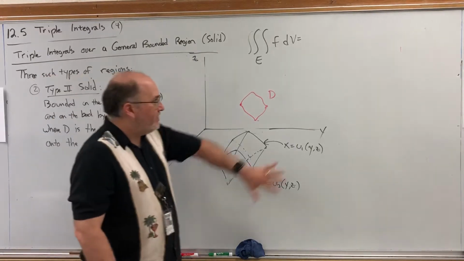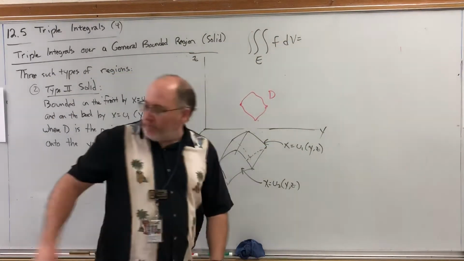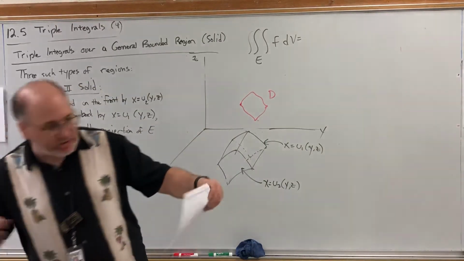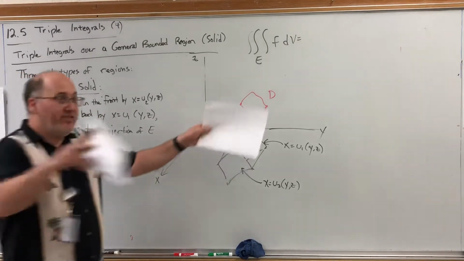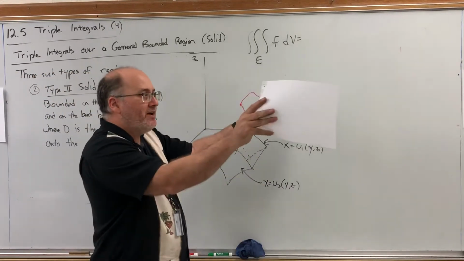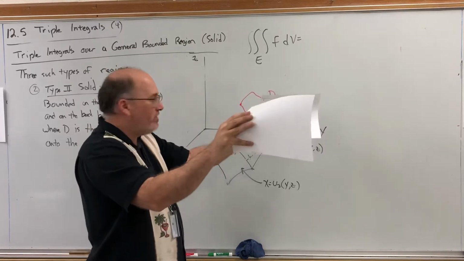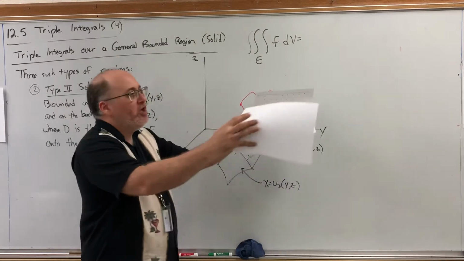So imagine that this board is the yz plane. Then what we would have are two surfaces that are in front of each other and behind each other in the x direction. So we have this surface in front, another surface in the back, and then the solid is captured in between them. So I tried to draw them here, not without much luck.